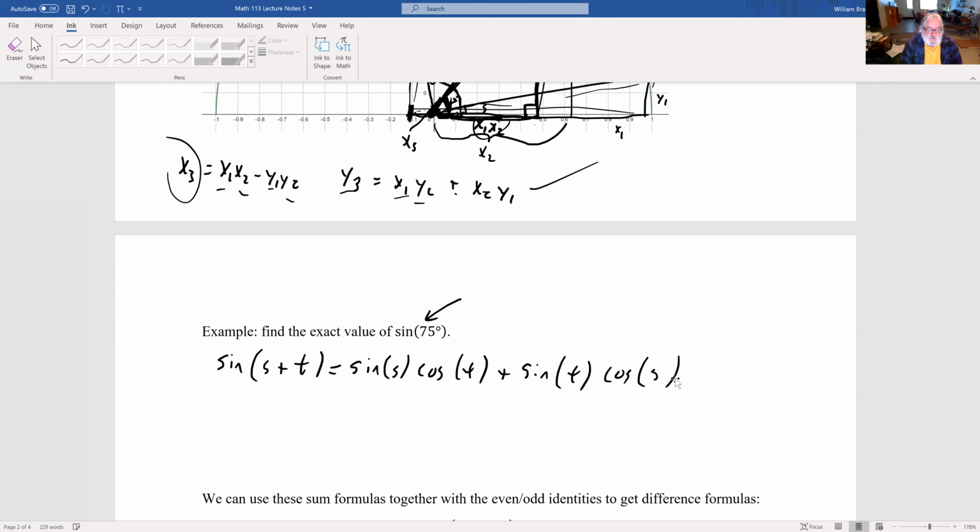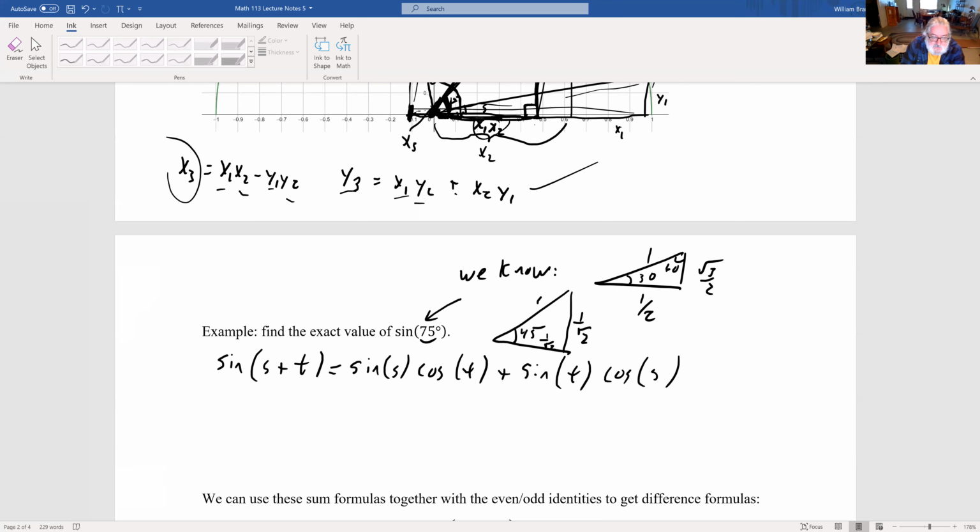So 75 degrees, what are the angles that we know the sines and cosines for? 30, 60, 90, root 3 over 2, 1/2, and 1, and 45, 45, 90, where these two sides are 1 over square root of 2. And that's 1. That's really what we know. So what do we know about 75 degrees? 75 degrees is 45 degrees plus 30 degrees. And we know the sines and cosines of both those angles because we know these triangles.